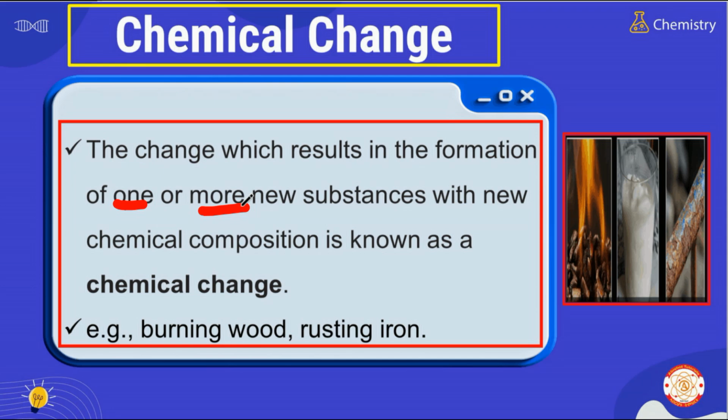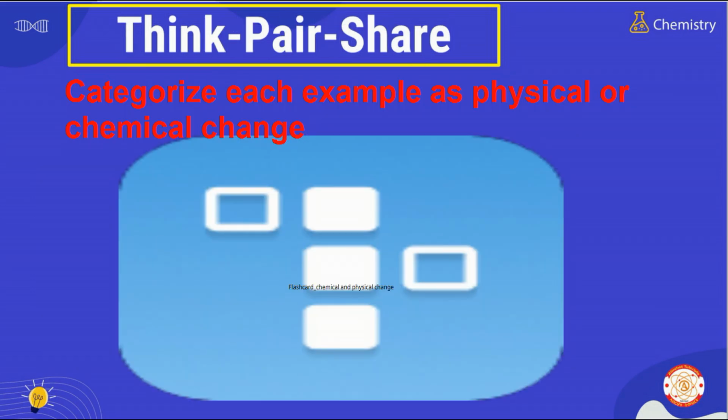Examples include burning wood, rusting iron. These are some examples of chemical change. Alright, so now let us exercise. So I want you to pause the video and try it on your own.